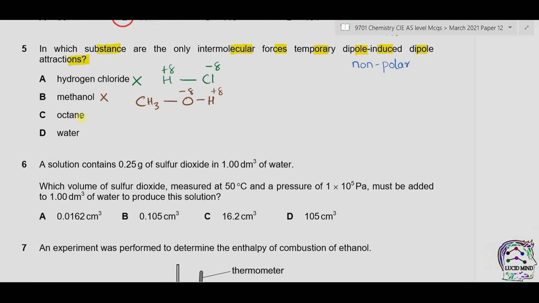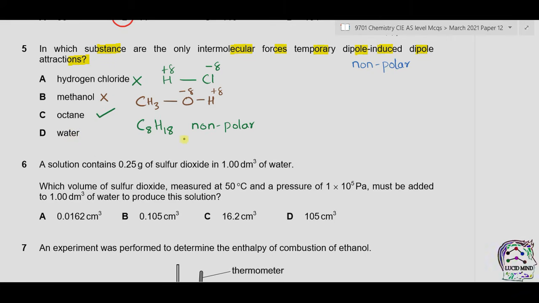Third one is octane. Octane is an alkane having 8 carbon atoms and 18 hydrogen atoms. There is not much electronegativity difference between carbon and hydrogen, so opposite poles are not present. So this is a non-polar compound. Due to the absence of polarity, only temporary dipole-induced dipole attractions will be present, so it could be C.